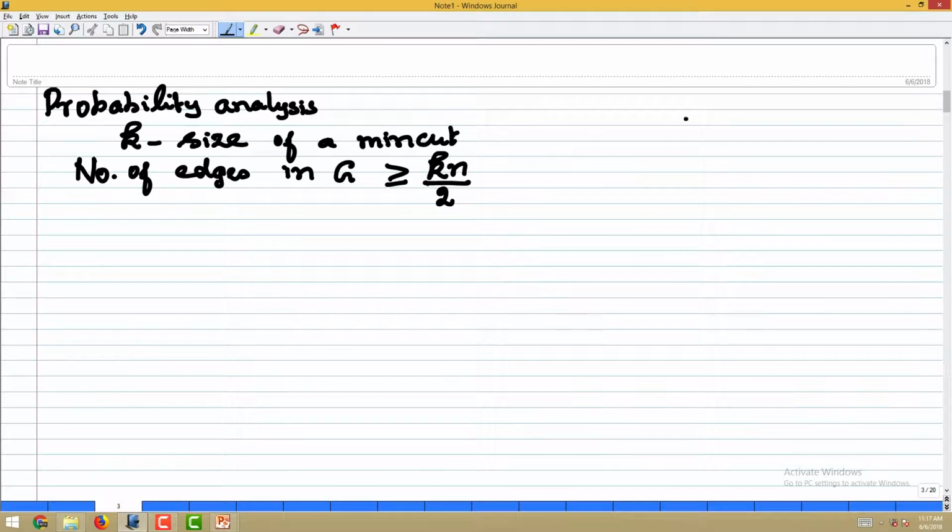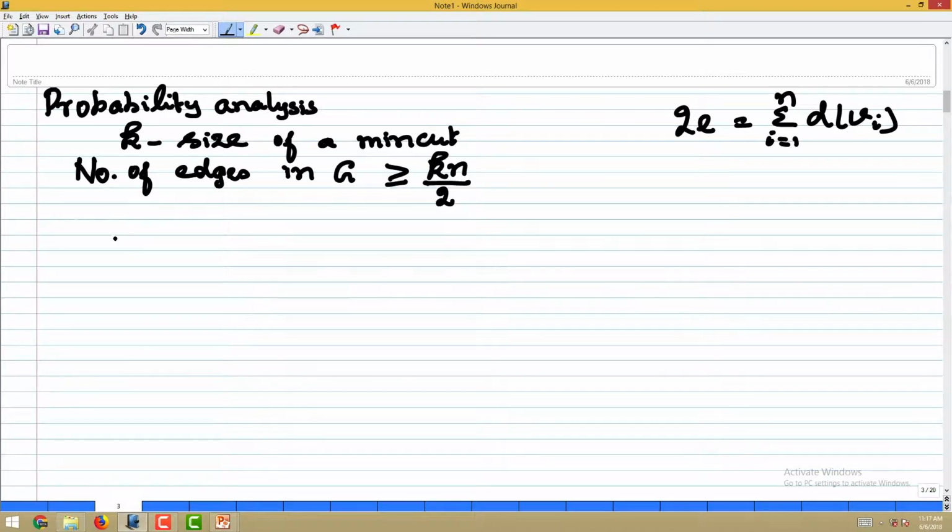Okay. You are using the result 2e equal to summation i equal to 1 to n degree of Vi. Am I correct? Good. See, since min cut size is actually k, degree of each and every vertex in the graph should be greater than or equal to k. If one vertex degree is less than k, by removing that one itself you can disconnect the graph. Then the min cut size will not be k. So, number of edges in G is greater than or equal to kn by 2.